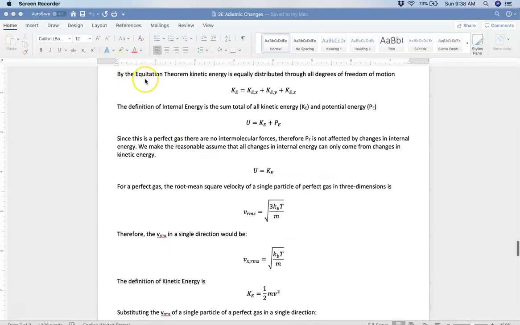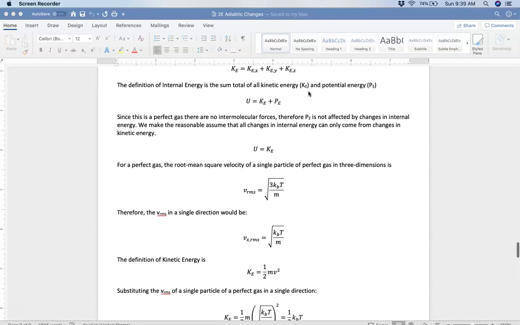If we start with the equipartition theorem, basically what that's saying is that kinetic energy is going to be equally distributed through all degrees of freedom of motion. So in our case, that means the kinetic energy of a particle is going to be equally distributed between motion in the x direction, the y direction, and the z direction. This is based on classical mechanics. The reason I'm not bringing in quantum is that it's the whole next semester of PChem for us, so we're going to keep it to classical mechanics.